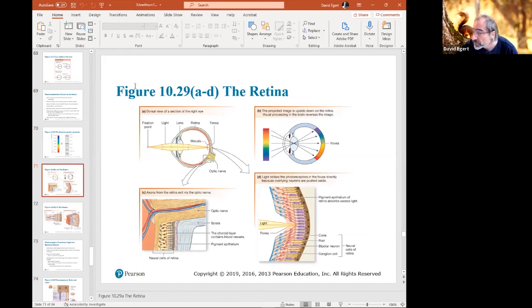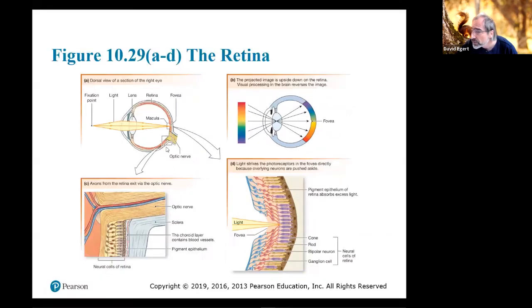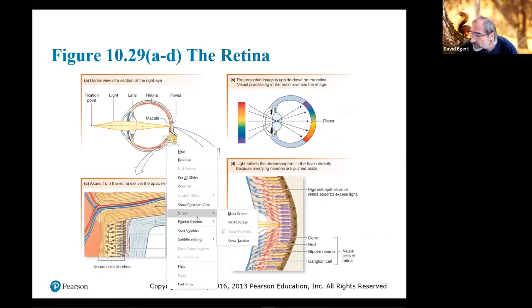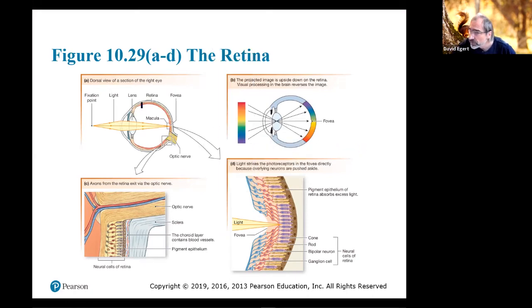I'm going to go slideshow, current slide, pointer options. All right, so here's the retina, going along the back of the eyeball. And again, the optic nerve, this is going to the brain.